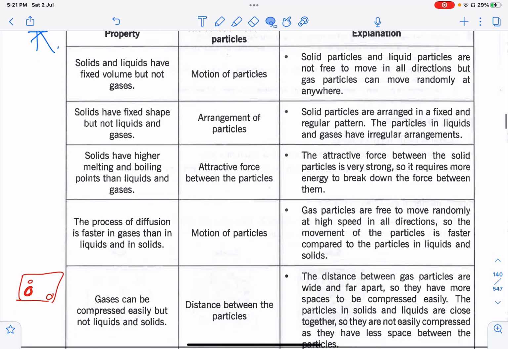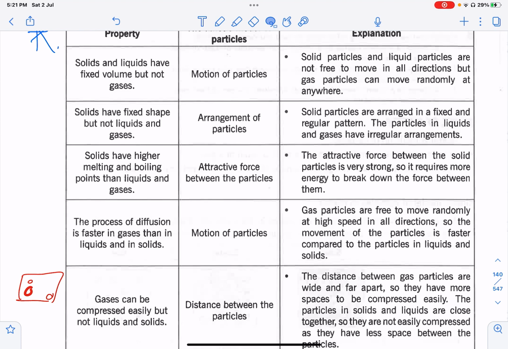So in terms of properties, solid and liquid having fixed volume as compared to gas is because of the motion of the particles. For solid and liquid, they are generally held by the forces of attraction, and also they are not free to move in all directions freely as compared to the gas. Hence, the volume is actually fixed. Gas, on the other hand, has weaker force of attraction, therefore it is more able to move freely and randomly in all directions, hence having indefinite volume.